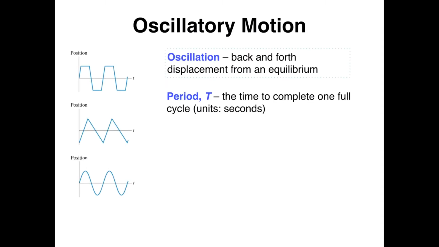So let's talk about motion of an object attached to a spring. And we'll start out with horizontal motion. And let's start by defining oscillating motion. So oscillating motion is any kind of back and forth motion. So you displace something from an equilibrium and then it tries to go back, misses, goes a little bit the other way, and you end up with this cycle.